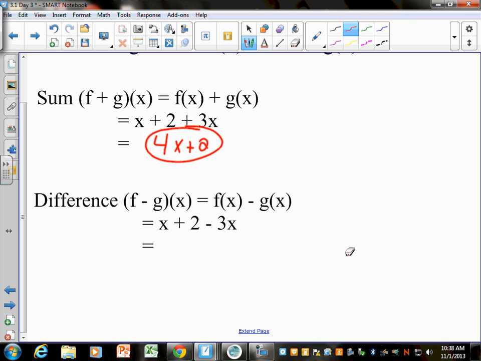So we can add functions, and we can also subtract functions. x minus 3x is 2x plus 2. If they're not like terms, you can't put them together. You just subtract them, and that's it. Don't forget to subtract everything.